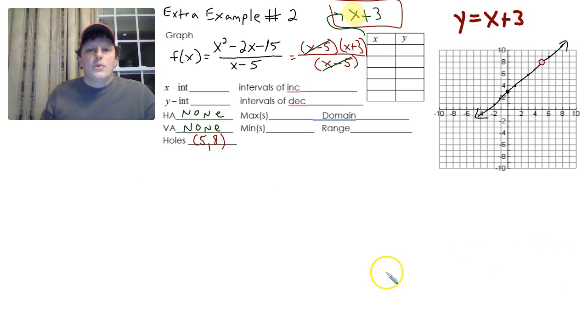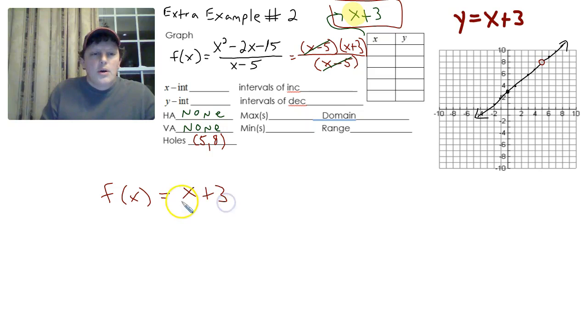In our other extra example number 2, again, we had another hole. And what was left over after factoring everything was just x plus 3. Well, this is our numerator. So if I set it equal to 0, I get negative 3. And you can see on the graph that I've already graphed, it crosses at negative 3 comma 0.